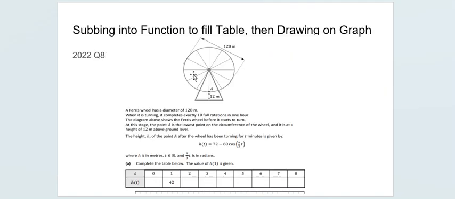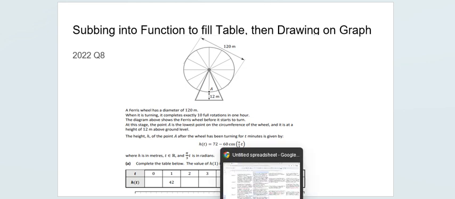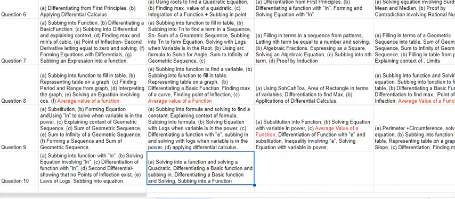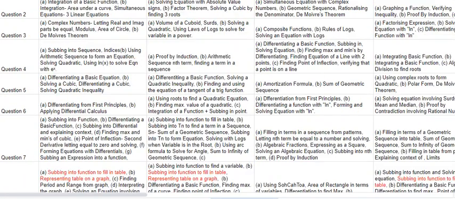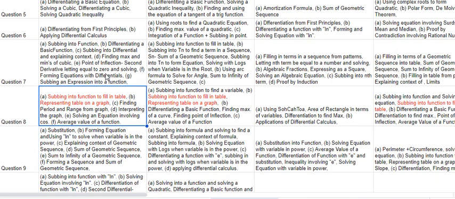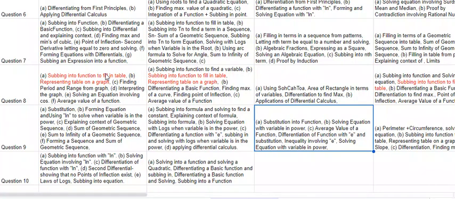Right, so next thing, subbing into a function to fill a table and then drawing it on a graph. So this type of question, this is one of the easier things that are going to come up on the whole paper. So in the long questions, questions 7, 8, 9, and 10, this always comes up. Well, not always. I think I didn't see it there in 2020.